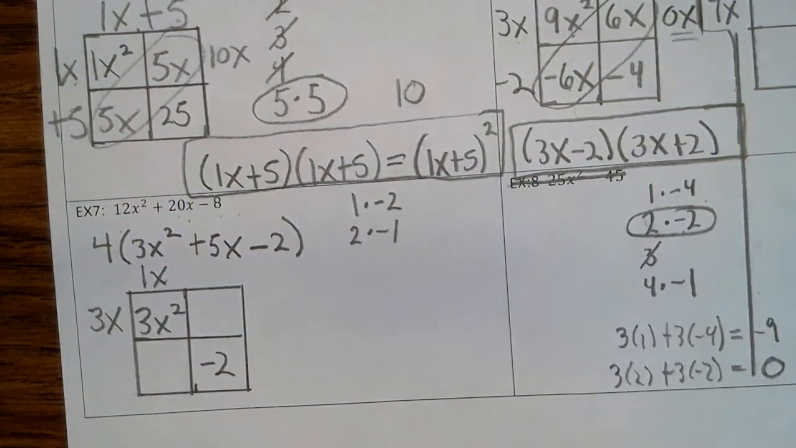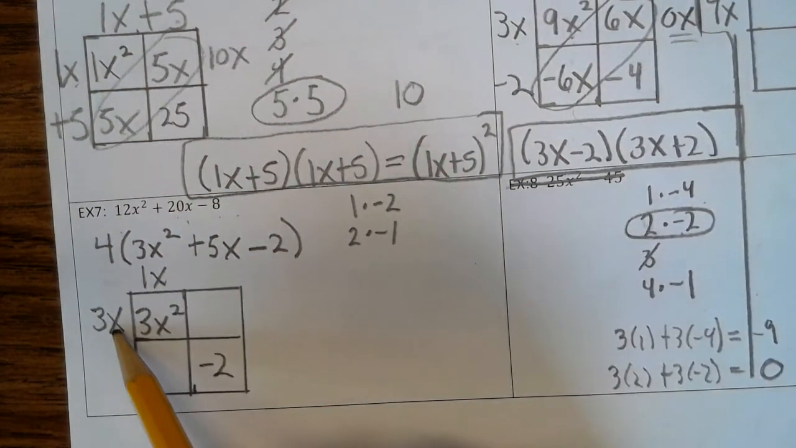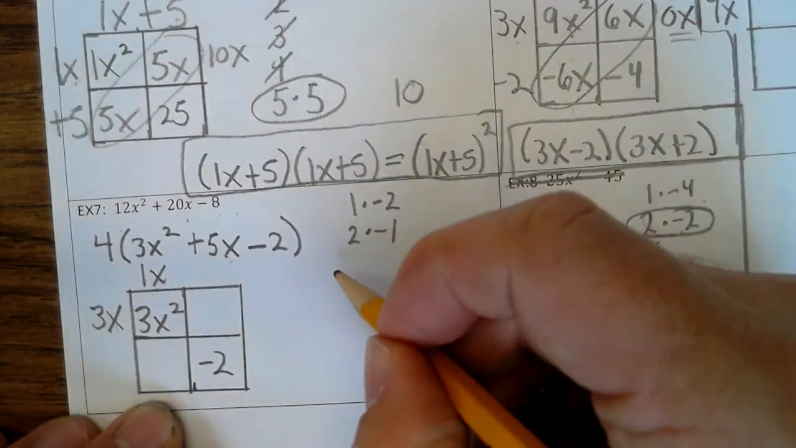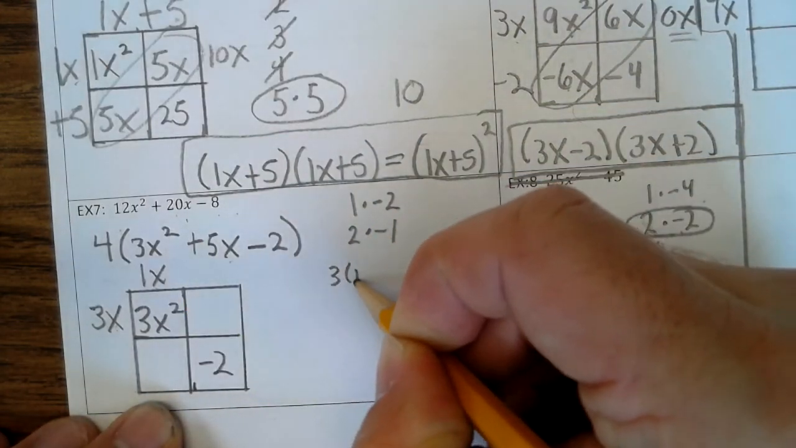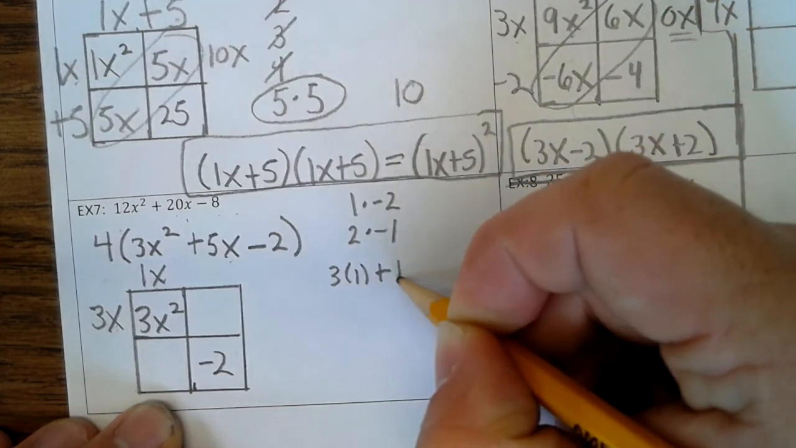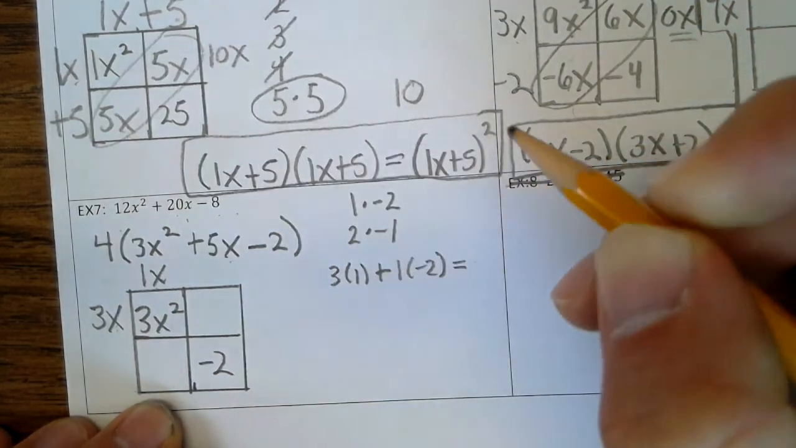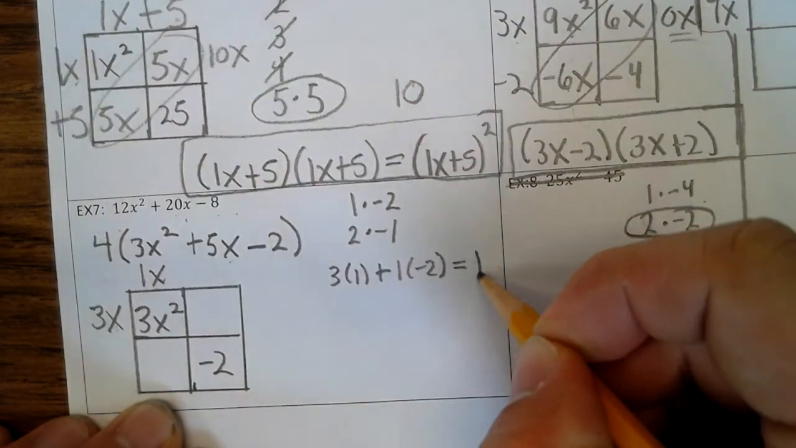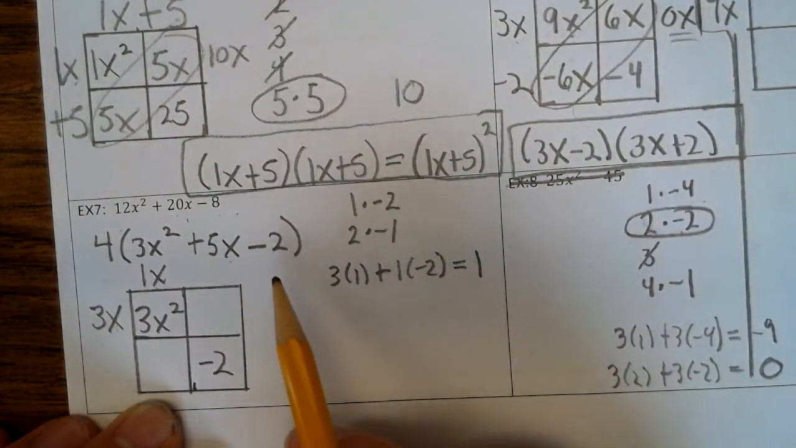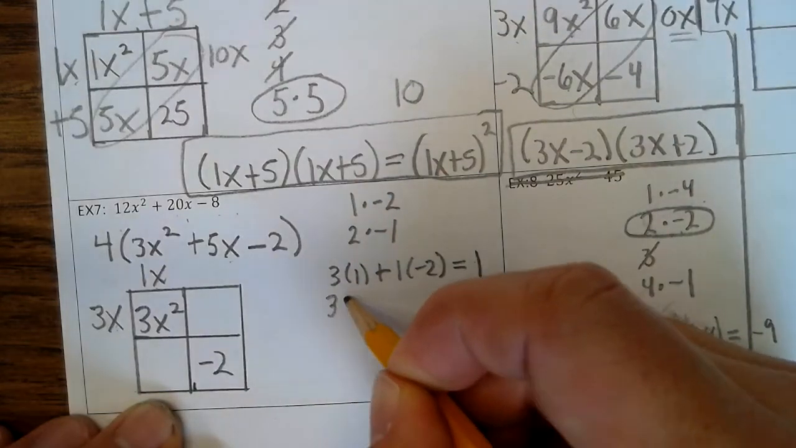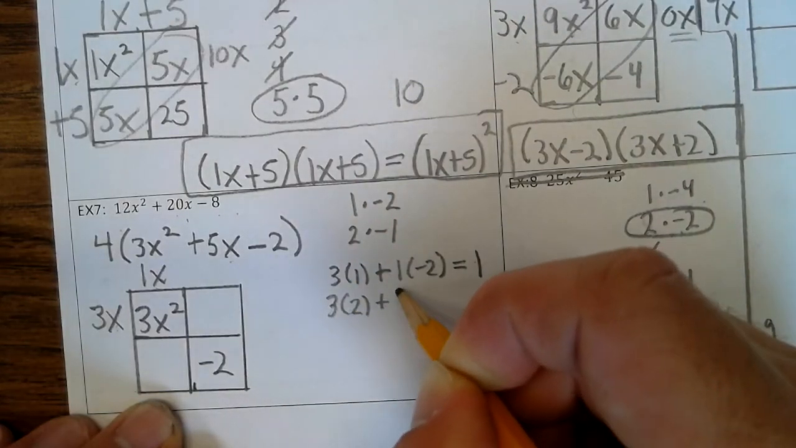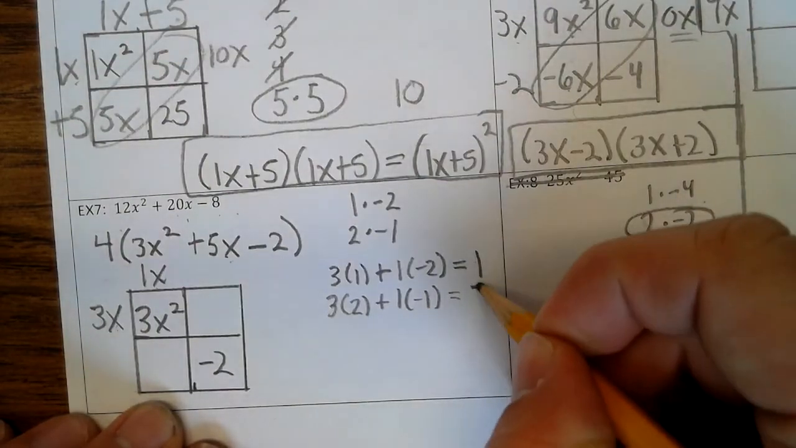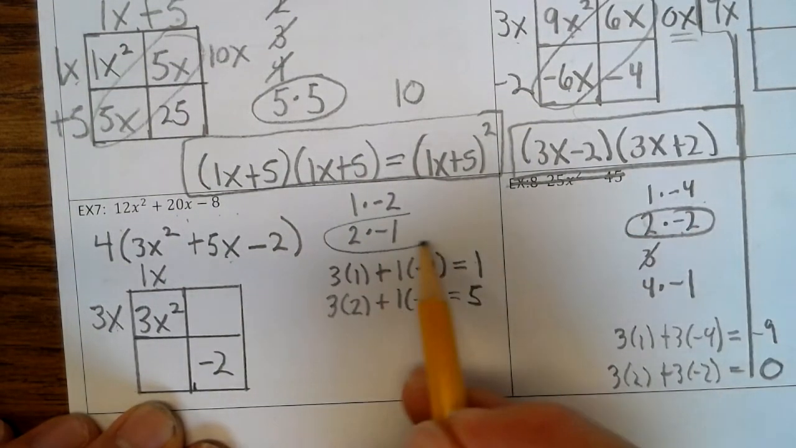But because these aren't both 1, we have to incorporate the 3 and 1 to find the middle term of 5x. So we have to try 3 times 1 plus 1 times negative 2. And that gives us 1, sorry. That doesn't give us a middle term of 5. So now let's try 3 times 2 plus 1 times negative 1 equals 5. That's our combination, so we know it's 2 and negative 1.